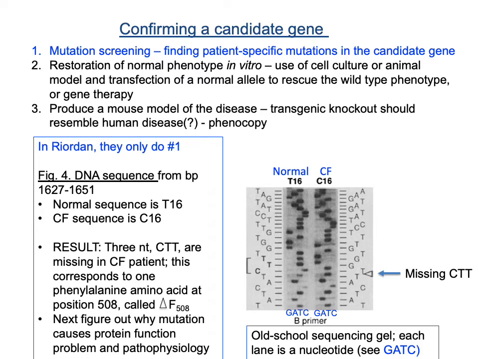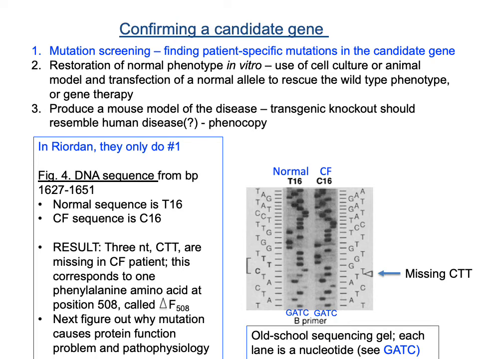So you can see how they've interpreted the bands on the left for normal or on the right for CF. They are telling you what the nucleotides are. And if you compare, where the blue arrow on the right is pointing, you'll see that 3 nucleotides, CTT, are missing in the CF patient. This corresponds to one phenylalanine amino acid at position 508. So this mutation is called delta F508. And this is the mutation that is seen in approximately 70% of cystic fibrosis patients. So this is exciting. It helps confirm that they have cloned the correct gene for CF.